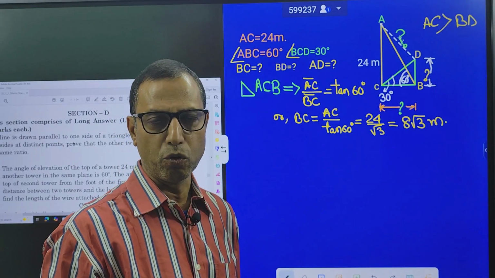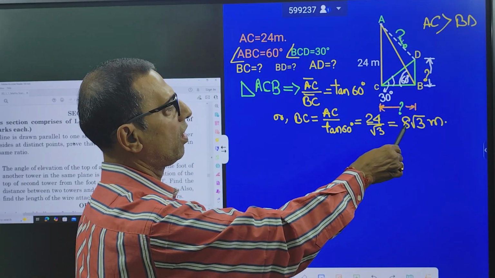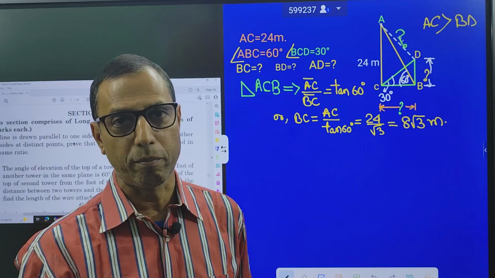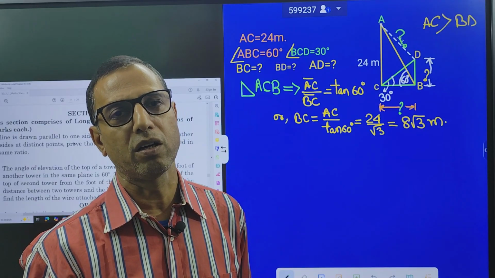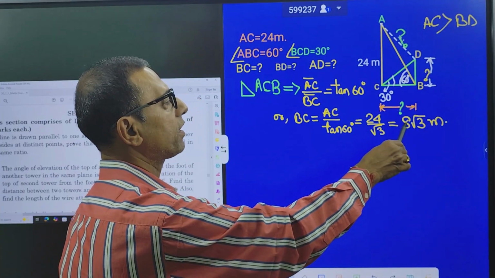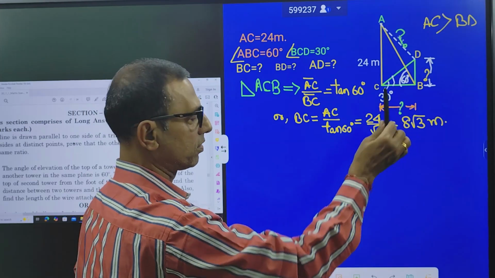So if you know the value of root 3, that is 1.732, you can multiply. If it is asked to find out the height in whole number, then you need to multiply 8 into 1.732 and give the whole number. Otherwise, you can keep it like this, 8 root 3 meter, right? So this is one answer.